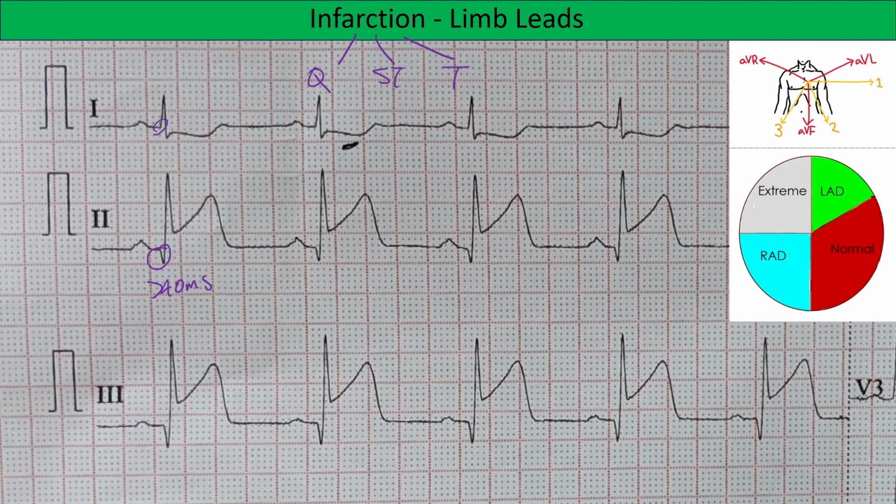So this is likely a pathological Q wave. Lead 3, again, that looks more than 40 milliseconds wide. This is deeper than 2 millimeters. It's not more than a quarter, but it is likely to be a pathological Q wave. Next, we move on to ST changes.